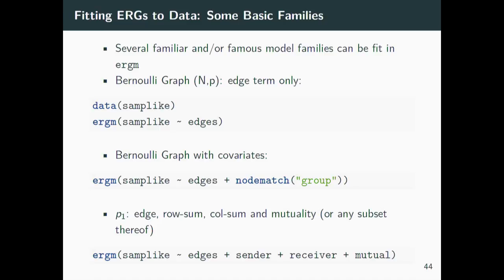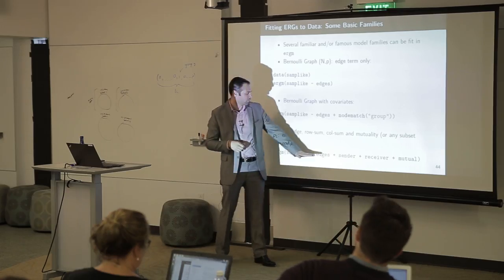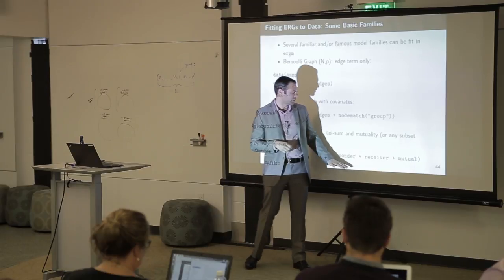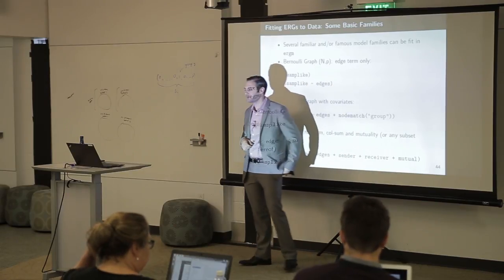This is the liking data, so which monks liked each other. And then we can fit this basic P1 model. We have the edges term, the sender and receiver terms, and a mutual term.